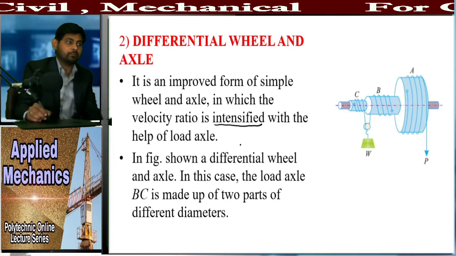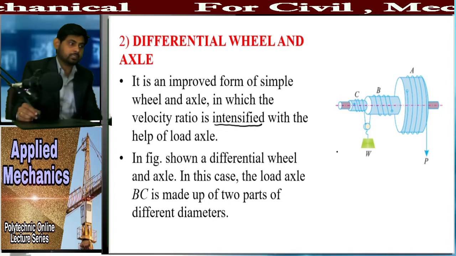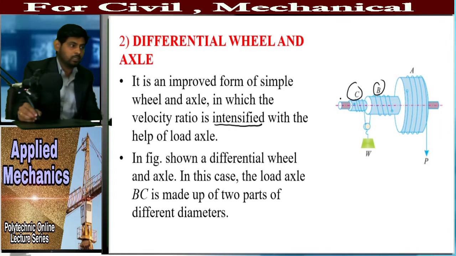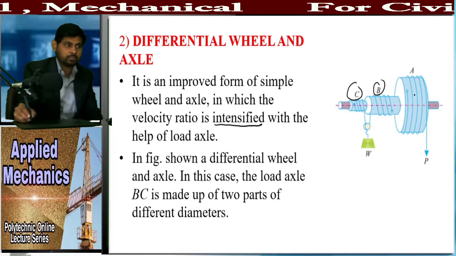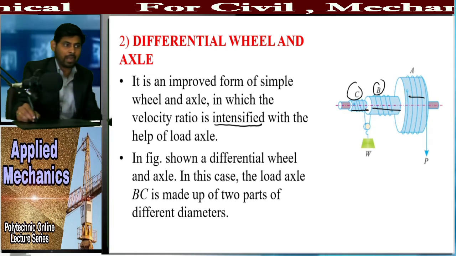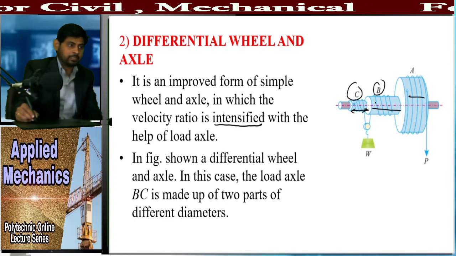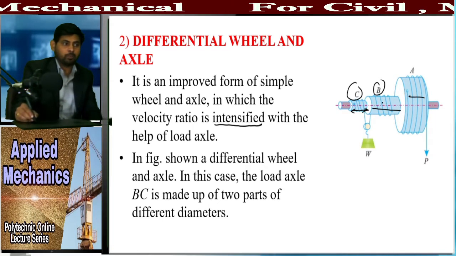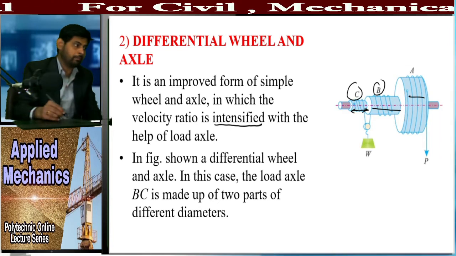So you can see in the figure there is a differential wheel and axle. In this case the load axle BC, you can see here this B and this C, that is the load axle, is made up of two parts of different diameter. In the previous lecture we saw the wheel and the axle, but here one more additional part, the C part, has been added in this differential wheel and axle, and these two parts have different diameters. Axle B has one diameter and axle C has a different diameter.